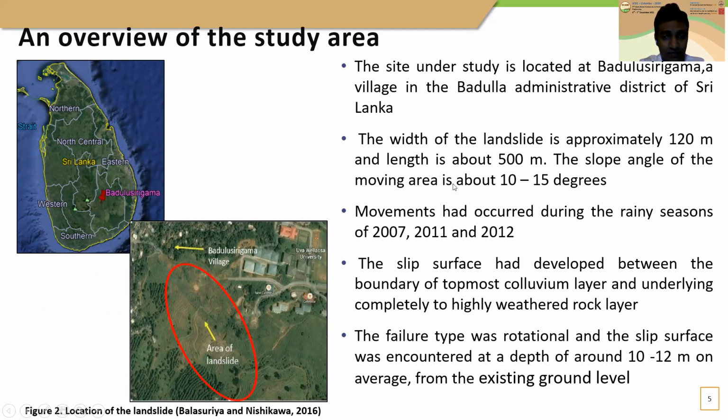So moving on to the case study, Badulusirigama is a small village located in the Badulla district in the Uva province of Sri Lanka. This landslide is comparatively large, with a length of about 500 meters and a width of about 120 meters. Initially the movements were recorded in the years 2007, 2011, and 2012. The slip surface was encountered at the boundary of the topmost colluvium layer and the underlying completely to highly weathered rock layer, and the depth to the slip surface from the existing ground level was about 10 to 12 meters on average.